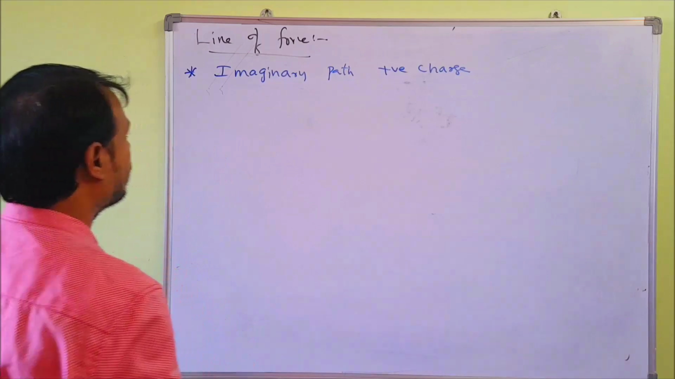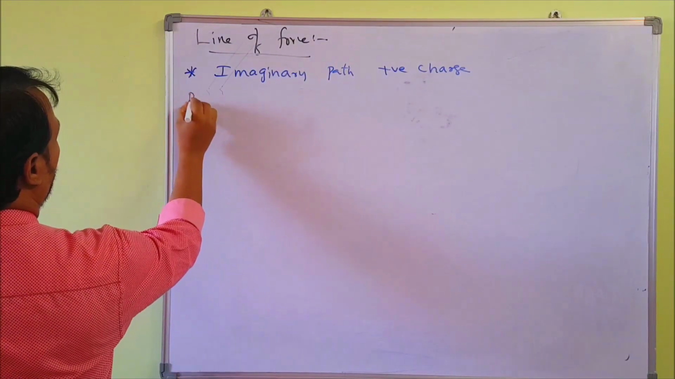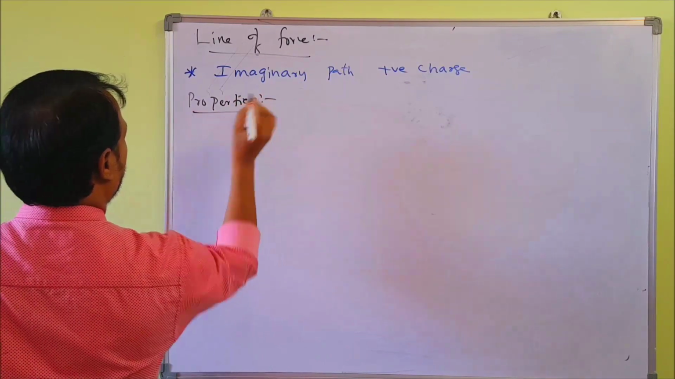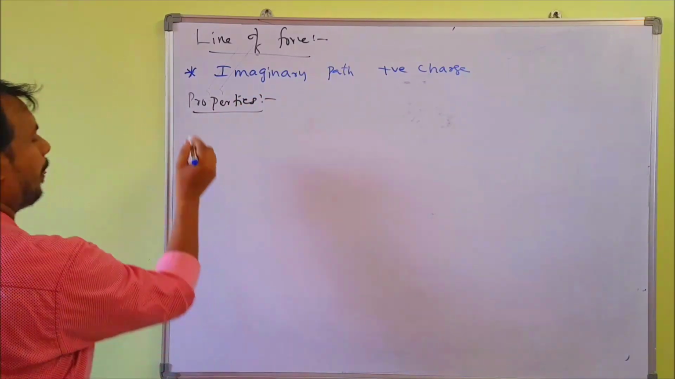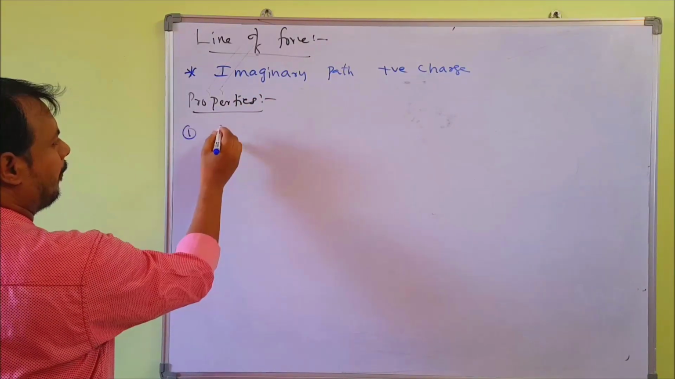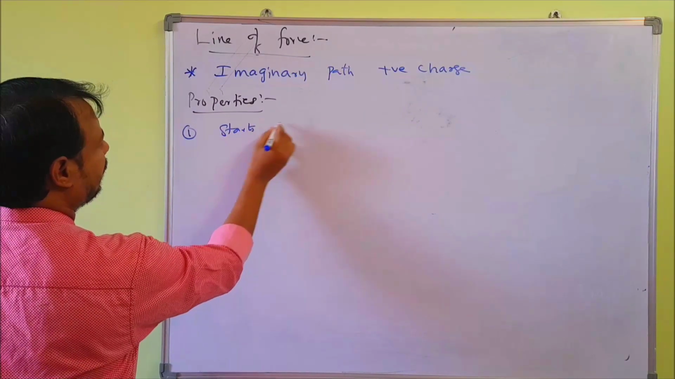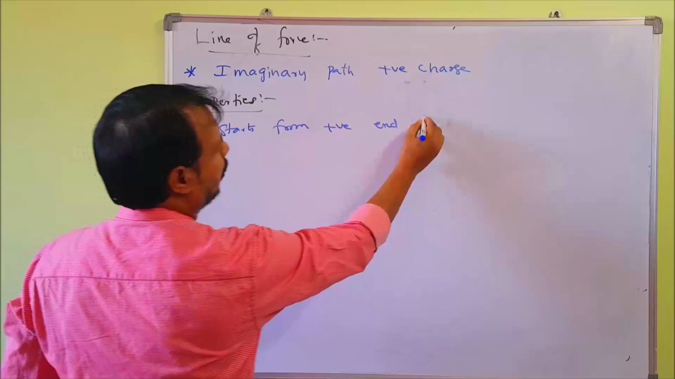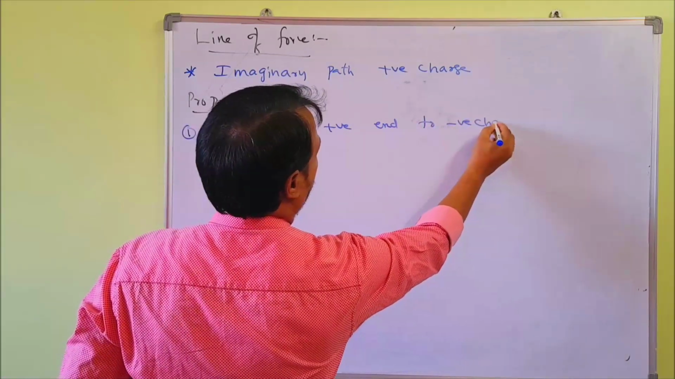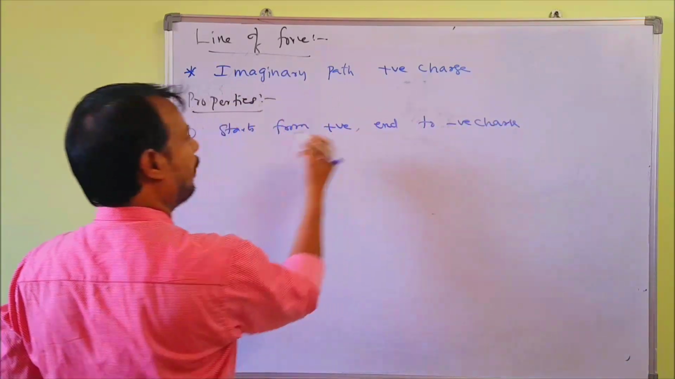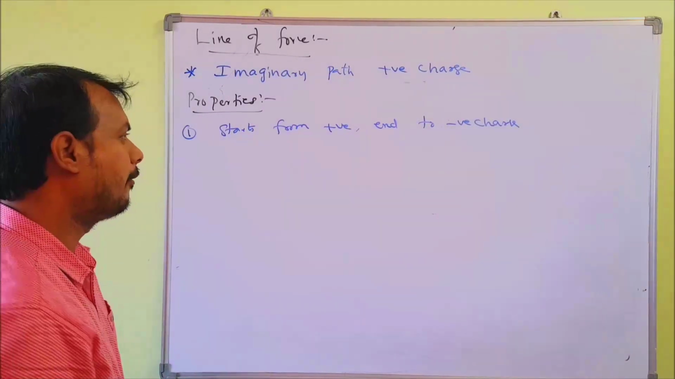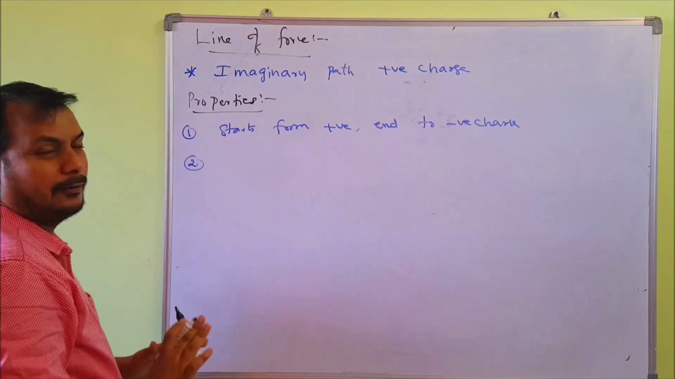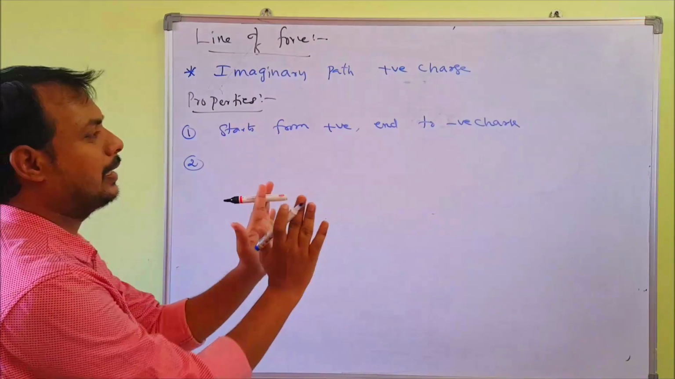And this line of force has some properties. So what are those properties? Very important, these properties, right? The electric lines of force start from positive charge and end at negative charge. And these lines of force are different for positive as well as negative.